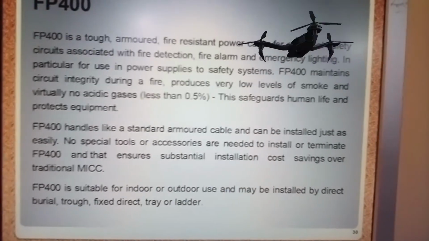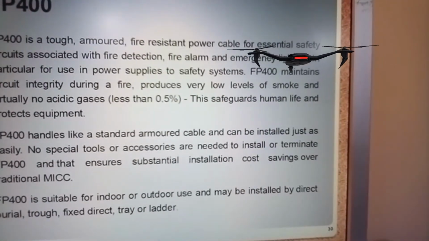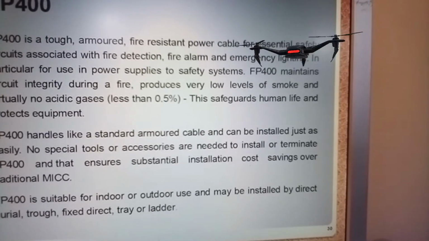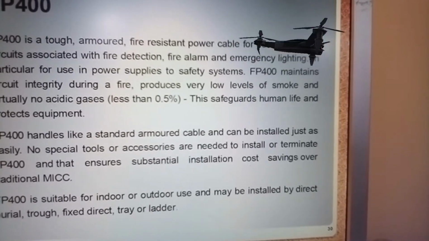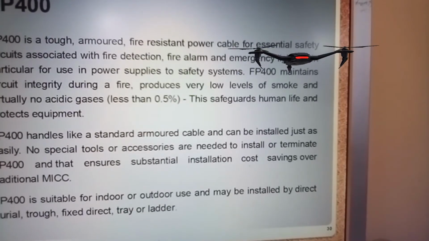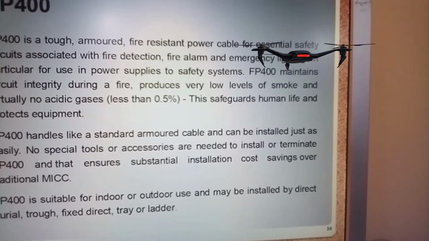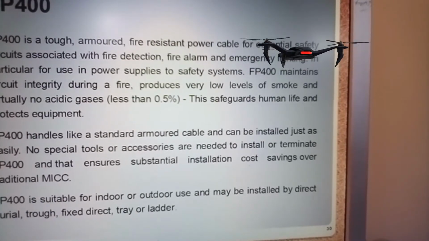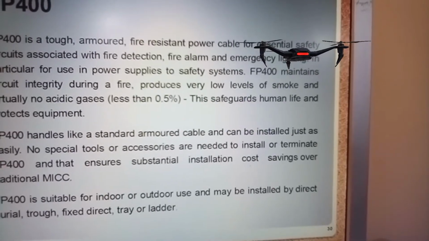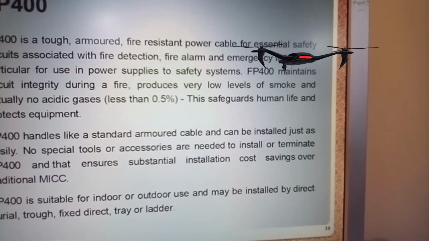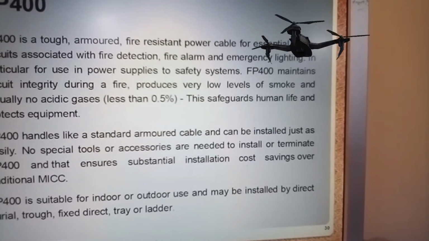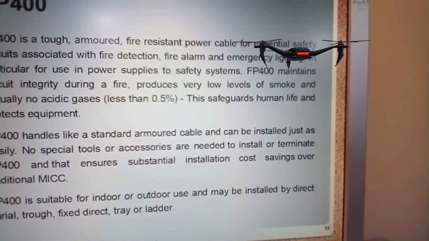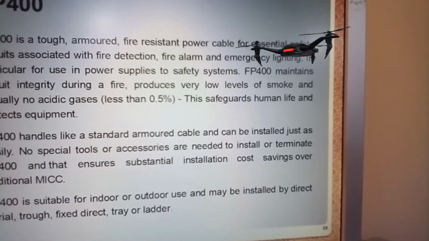And here you have FP400. It's a tough, armored, fire-resistant power cable for essential safety circuits associated with fire detection, fire alarm and emergency lighting, in particular for use in power supplies to safety systems. FP400 maintains circuit integrity during a fire, produces very low levels of smoke and virtually no acidic gases, less than 0.5%. This safeguards human life and protects equipment.